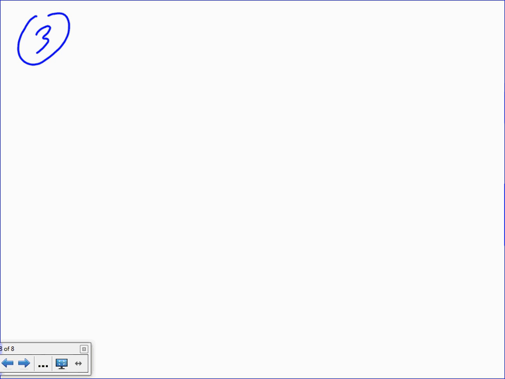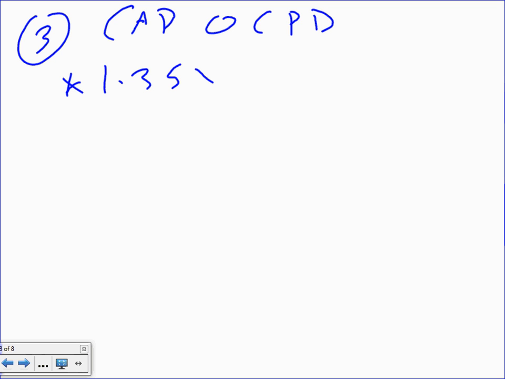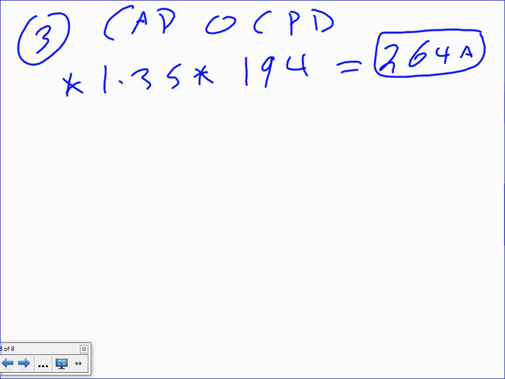Number 3 is the overcurrent protection device. The same calculation, guys: 1.35 times... 190. I have short memory now. What is it, 95 or 94? What was that one, Brooks? The total? 264 amp.